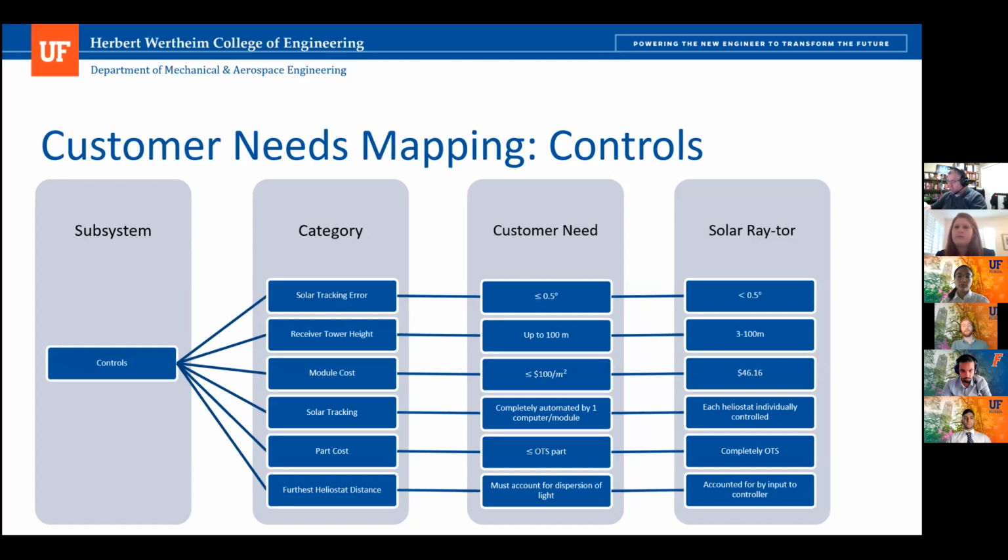The customer requested solar tracking of the module be completely automated. Our product exceeds this as each individual heliostat is independently controlled. The customer requested as many off-the-shelf parts as possible. This control subsystem meets this by being completely off the shelf. Finally, the customer wanted light dispersion to be minimized at the furthest distance. This was achieved up to 100 meters radially from the central tower.